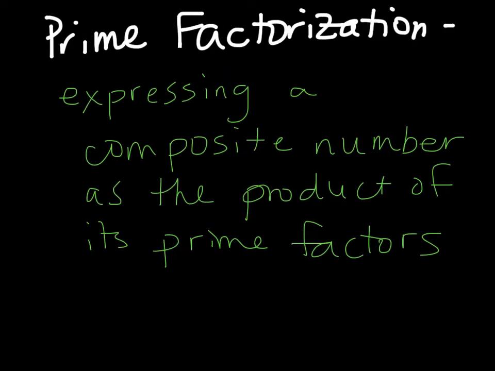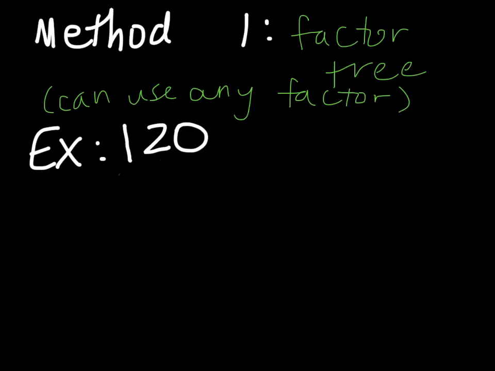All right, when we talk about the prime factorization of a number, we are talking about when we express a composite number as the product of its prime factors. All right, we have two methods we're going to look at to find the prime factorization. The first is a factor tree. You might have seen this before, and you can use any factor that you want. So we're going to look at the number 120, and we're going to just, off the top of our head, think of two numbers that multiply to give us 120.